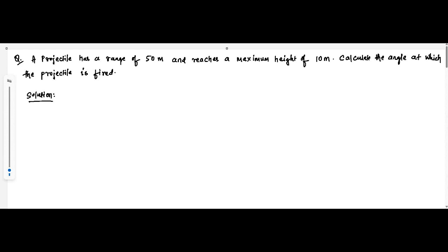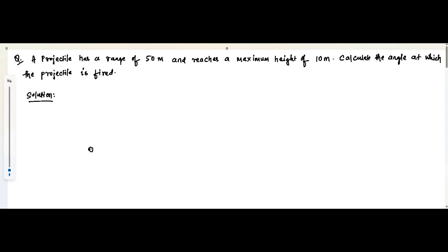Hello friends, so here is another question on projectile motion with angular projection. It is given that a projectile has a range of 50 meters and reaches a maximum height of 10 meters. Calculate the angle at which the projectile is fired. Okay, so let us try to draw the diagram.